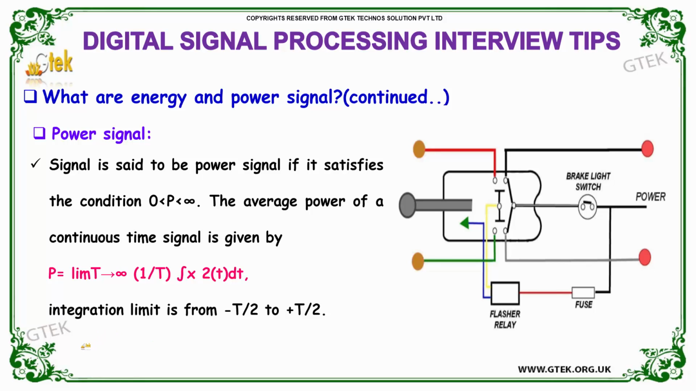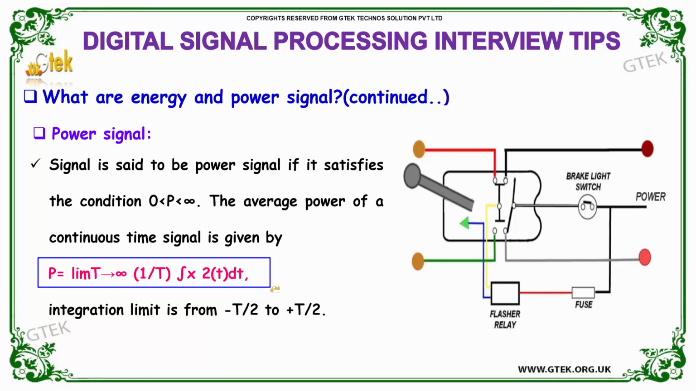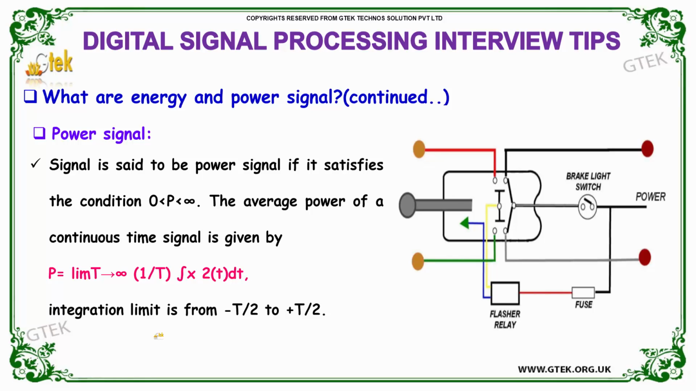If we see about the power signal, power signals are signals which satisfy the condition 0 less than P less than infinity. The average power of the continuous time signal is given by P, where P is nothing but the power of the signal, equals limit T tends to infinity 1 divided by T integral of x squared of t dt. The integration limit is from minus T by 2 to plus T by 2. So this is all about the power signal.